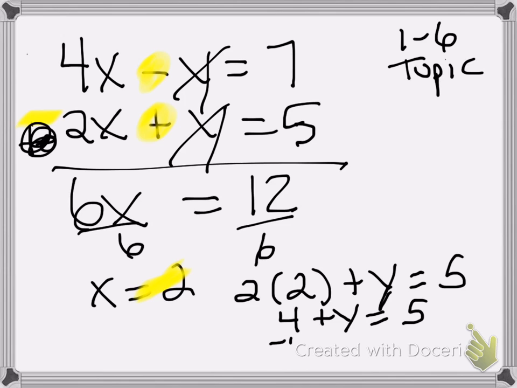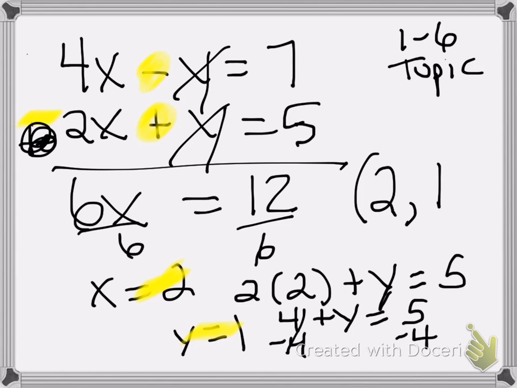Then I subtract 4 from both sides. Those cancel, and it looks like y is going to equal 1, because 5 minus 4 is 1. So y is equal to 1, and there is my ordered pair. I'm going to list it as (2, 1). The 2 comes first as the x, and the 1 is second. And that's where these two lines cross. So we've solved a system using combination elimination.